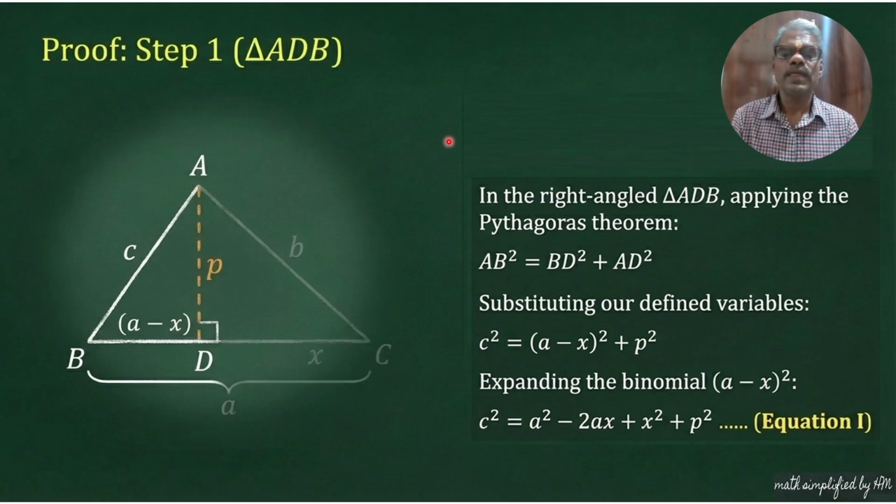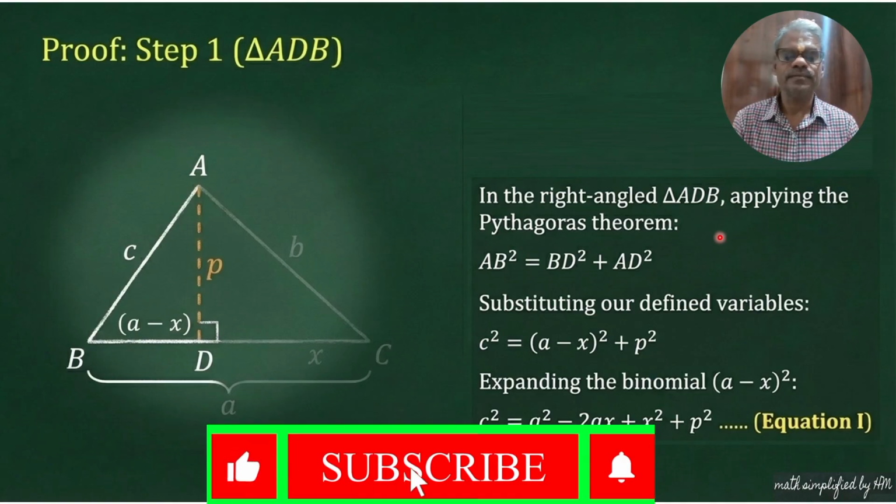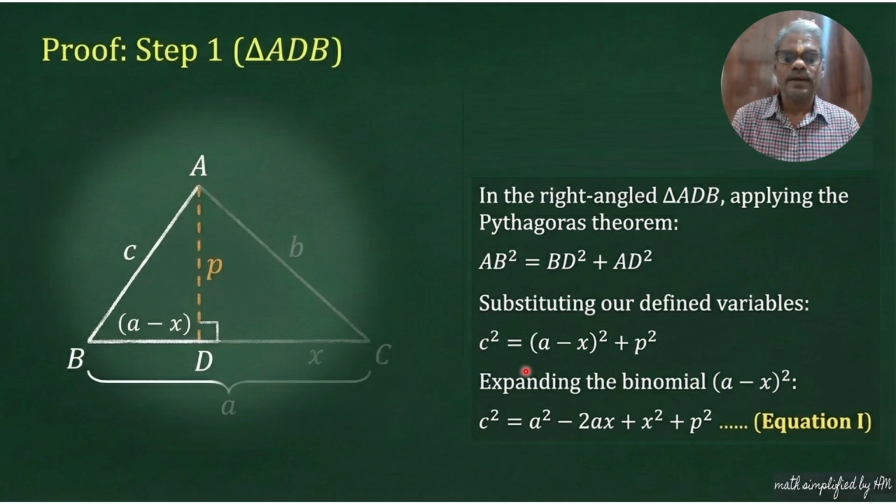Now step 1 of the proof. In triangle ADB, which is right angled as AD is perpendicular to BC, applying the Pythagoras theorem, we get AB square, that means hypotenuse AB square, is equal to BD square plus AD square. Now substituting our defined variables, we get c square is equal to (a minus x) whole square plus p square. Expanding the binomial (a minus x) square, we get c square is equal to a square minus 2ax plus x square plus p square. Name this as equation 1.